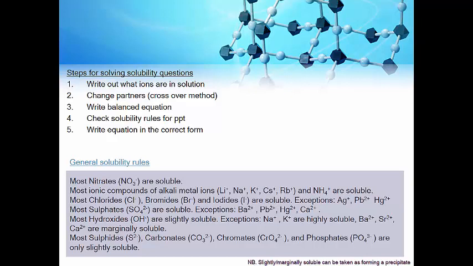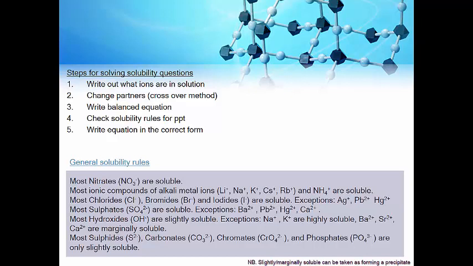So most ionic compounds of alkali metal ions, so that's your lithium, sodium, potassium, cesium, rubidium, and NH4 plus are soluble. Most chlorides, bromides, and iodides are soluble, except if you have a combination of one of those with silver, lead, or mercury. Then you will get a precipitate occurring, so you would write a little solid subscript next to it. Most sulfates are soluble, and your exceptions are barium, lead, mercury, and calcium. So if you have a sulfate with one of those, it forms a solid.